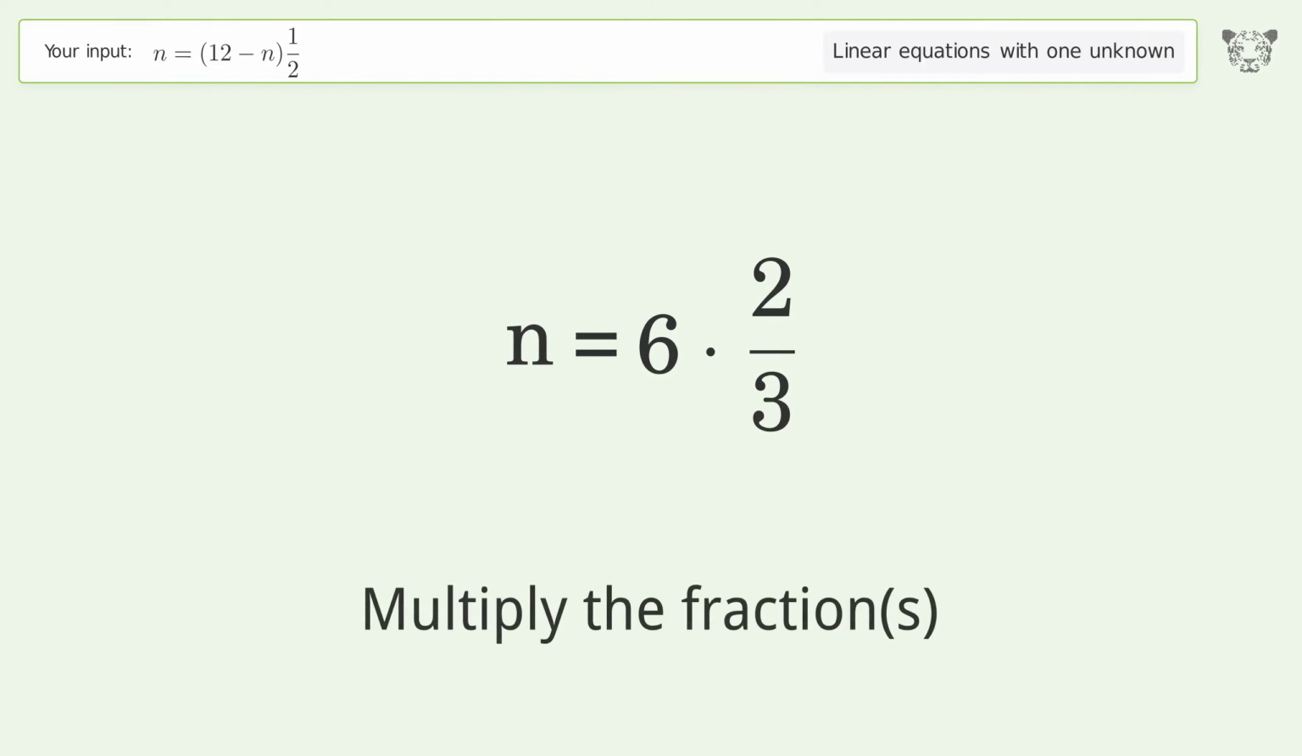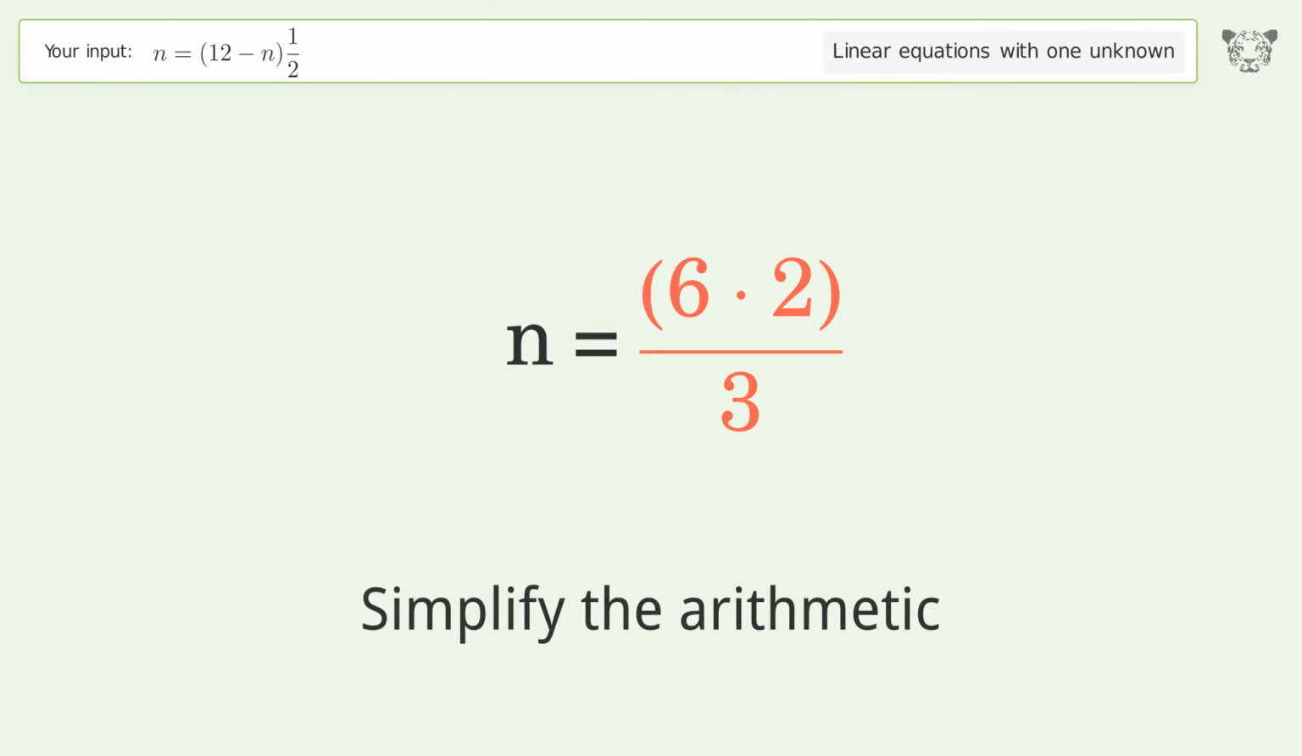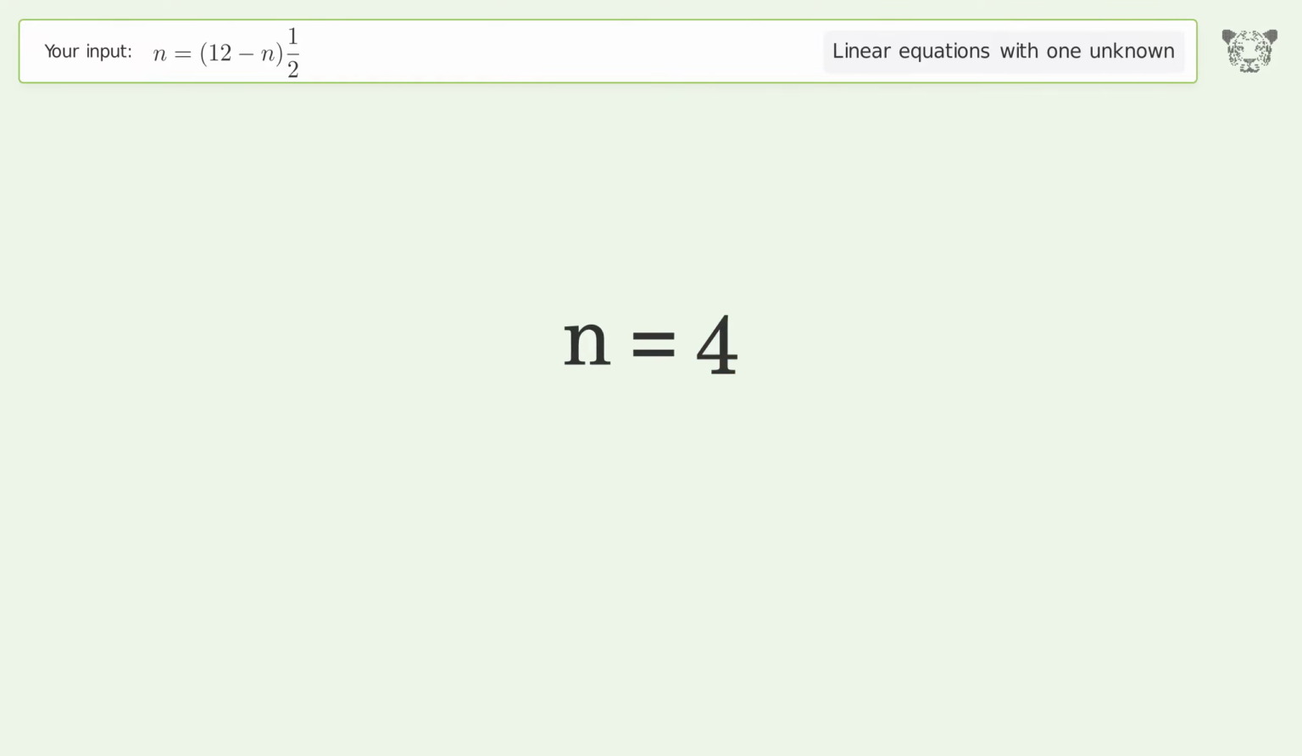Multiply the fractions. Simplify the arithmetic. And so the final result is n equals 4.